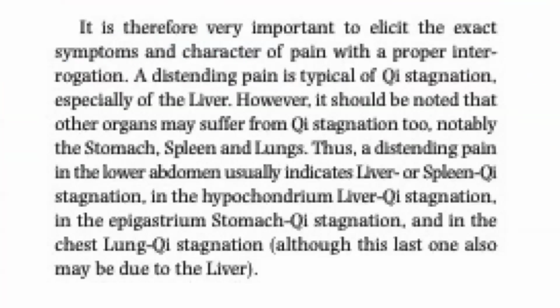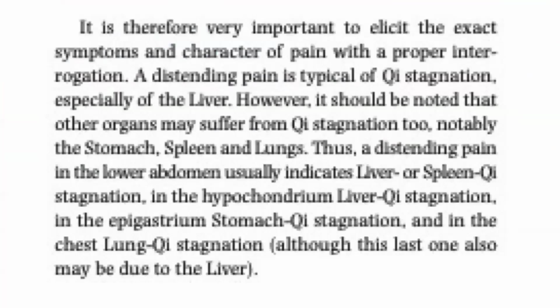It is therefore very important to elicit the exact symptoms and character of pain with a proper interrogation. A distending pain is typical of chi stagnation, especially of the liver. However, it should be noted that other organs may suffer from chi stagnation too, notably the stomach, spleen, and lungs. Thus, a distending pain in the lower abdomen usually indicates liver or spleen chi stagnation.